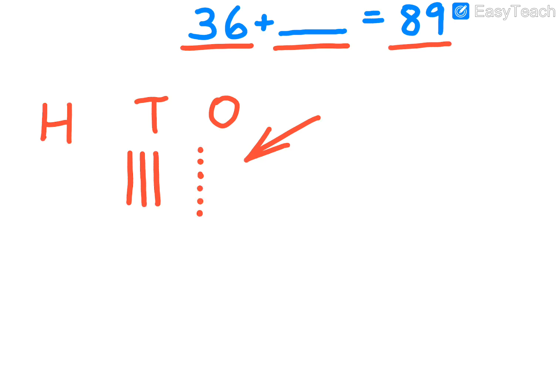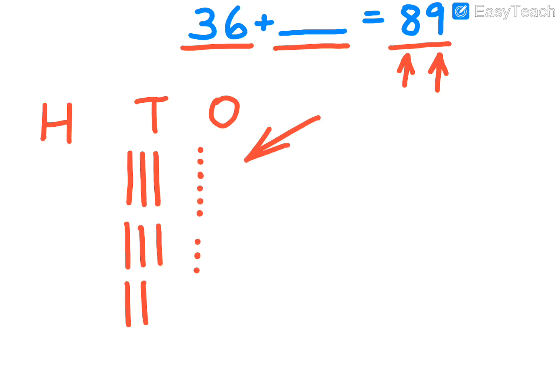I have 3 tens here. I'm going to count on until I get to 8 tens. 3, 4, 5, 6, 7, 8. Next, I'm going to add on until I get to the amount of ones I need. I have 6 here, so I'm going to add 7, 8, and 9.